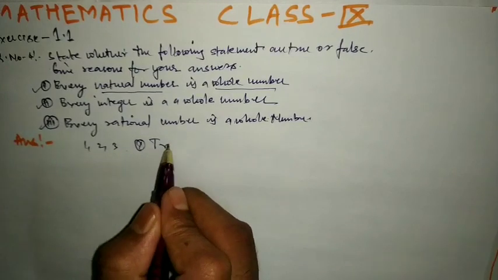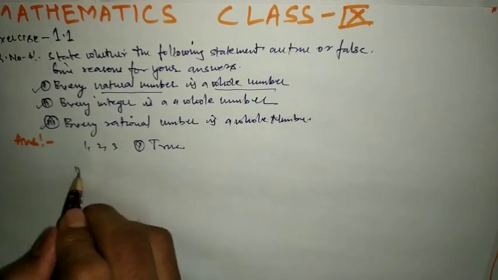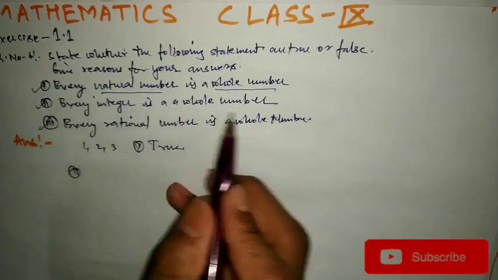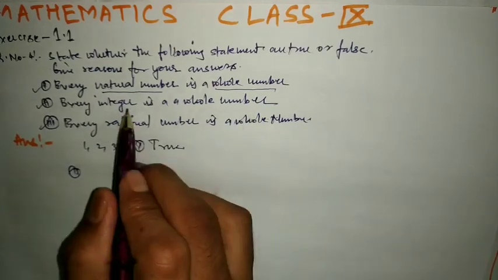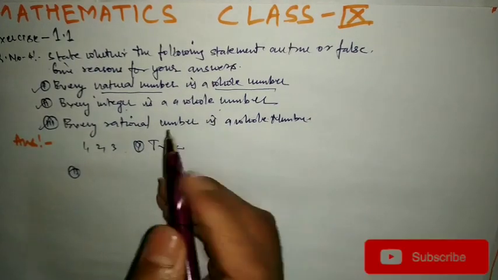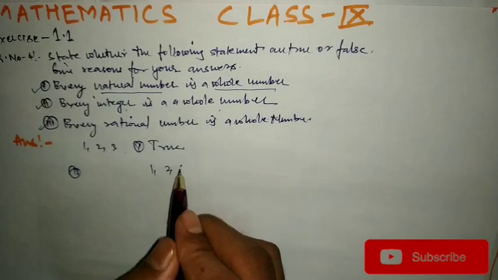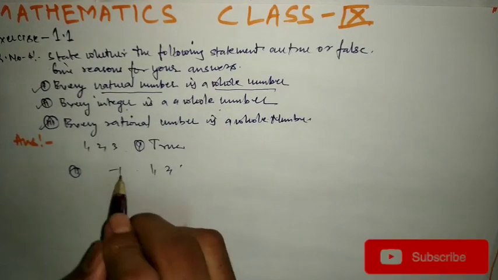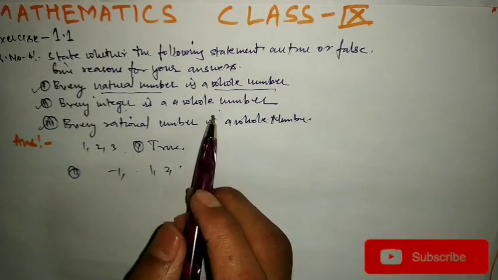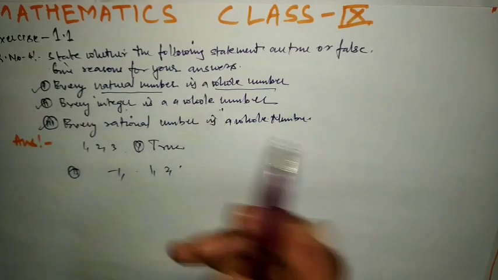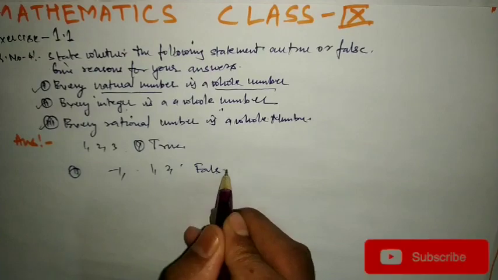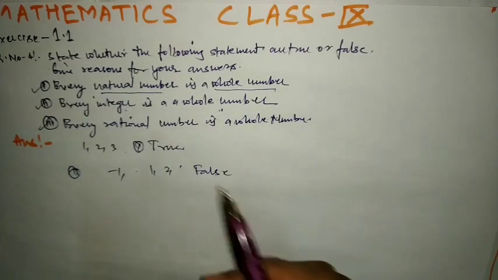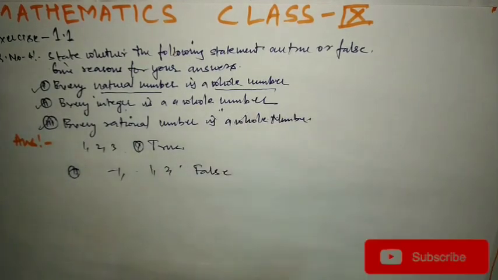First is true. Okay, second: every integer is a whole number. See, 1 is a whole number, 2 is a whole number, but minus 1 is not a whole number. Okay, so it is false. Minus 1 is not a whole number, and every negative integer is not a whole number. Okay.